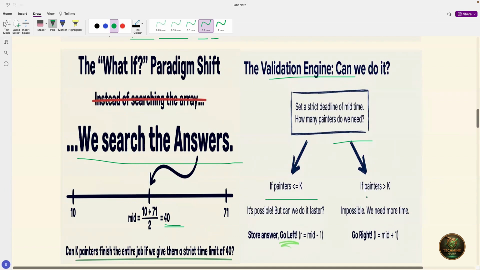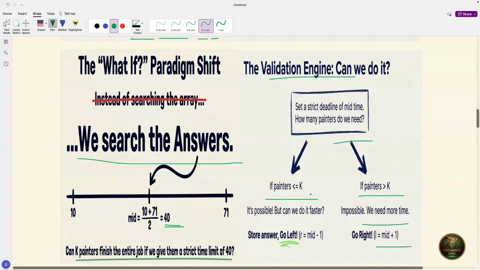But what if we need a number of painters which is greater than k? Then it is impossible, right? Because we have already been given that you can take at most k painters. So now it will be impossible, and so we need more time. For that, we need to go to the right. And for going to the right, what do we do? We do L equal to mid plus 1.